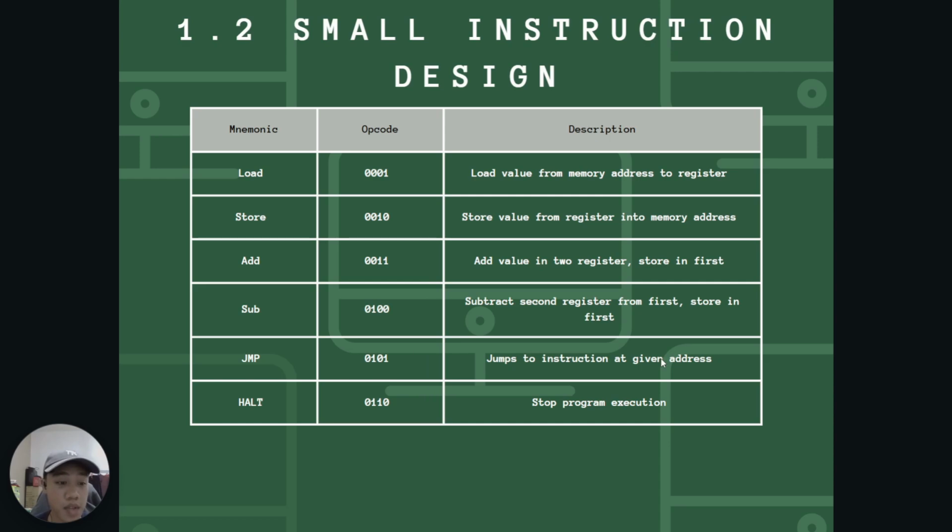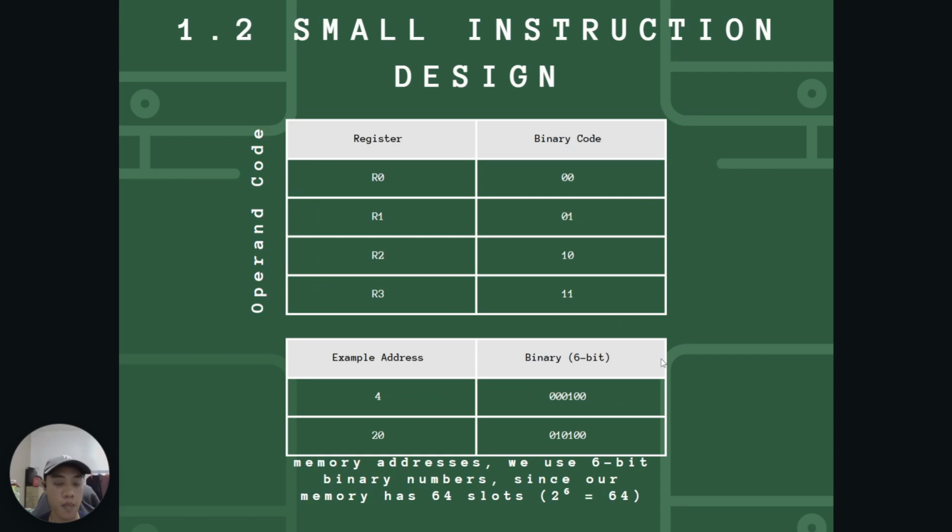Next is JMP, with the operation code of 0101. It jumps to the instruction at the given address. And lastly, we have halt, with the operation code of 0110. It is just to stop the program execution. Here we have the operand code. We have register R0, which has the binary of 00, register 1, 01, register 2, 10, register 3, 11.